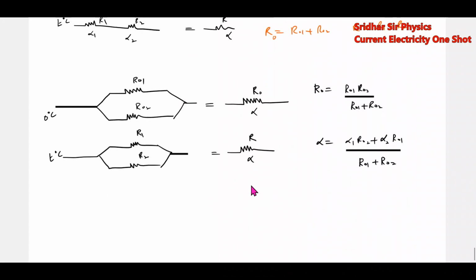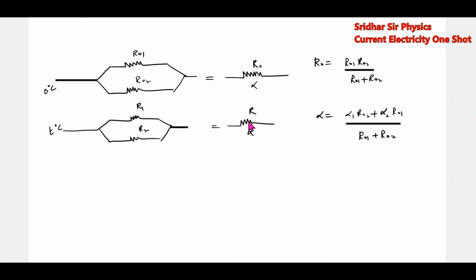When two resistors are connected in parallel, the effective resistance R naught is given by this particular formula. The effective temperature coefficient of resistance, with alpha 1 and alpha 2, will be alpha 1 R naught 2 plus alpha 2 R naught 1, divided by R naught 1 plus R naught 2. This is a basic formula.